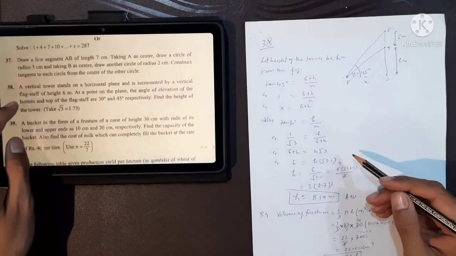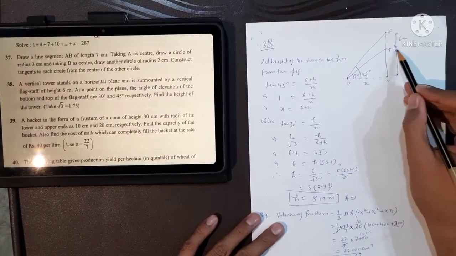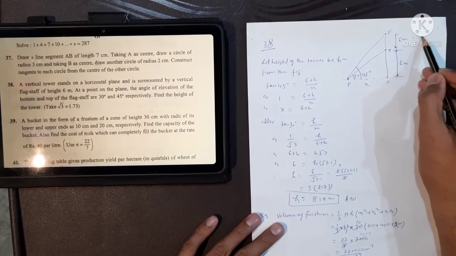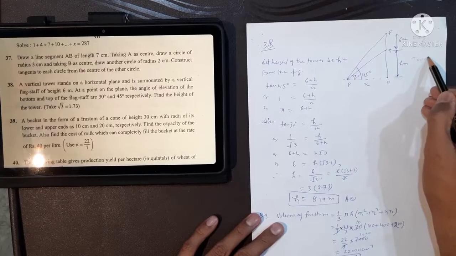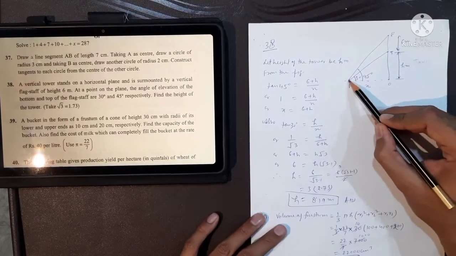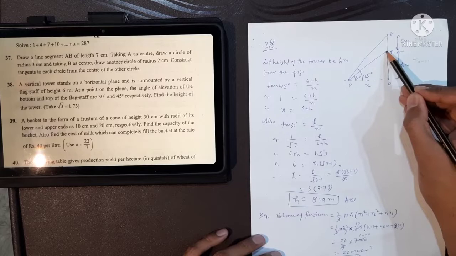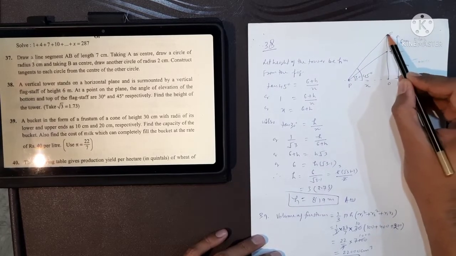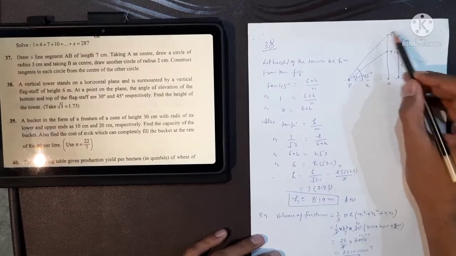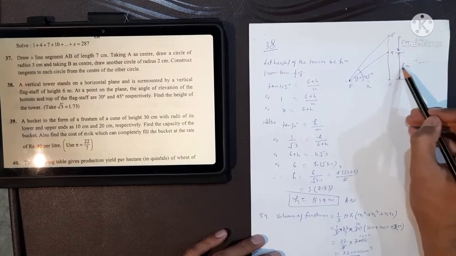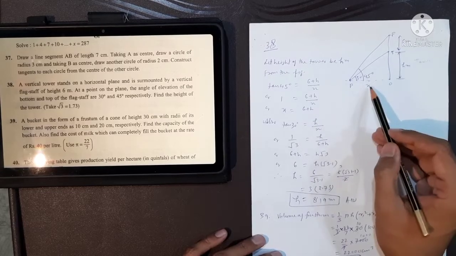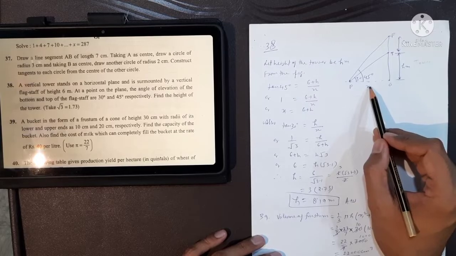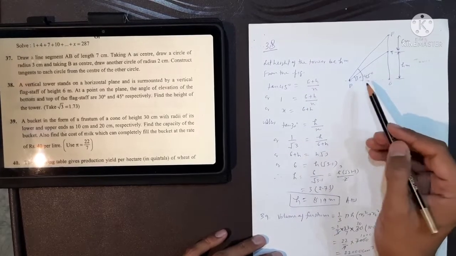We move on to question number 38. We have to find the height of the tower, which is assumed as h, and this is the flag, and this is the tower, and from the ground point we have an angle of 30 degrees to the base of the flag, and to the top of the flag we have an angle of 45 degrees. So we know that this is 6 from the question, and this is assumed as h. And from the base we have assumed it as x. We need to find h.